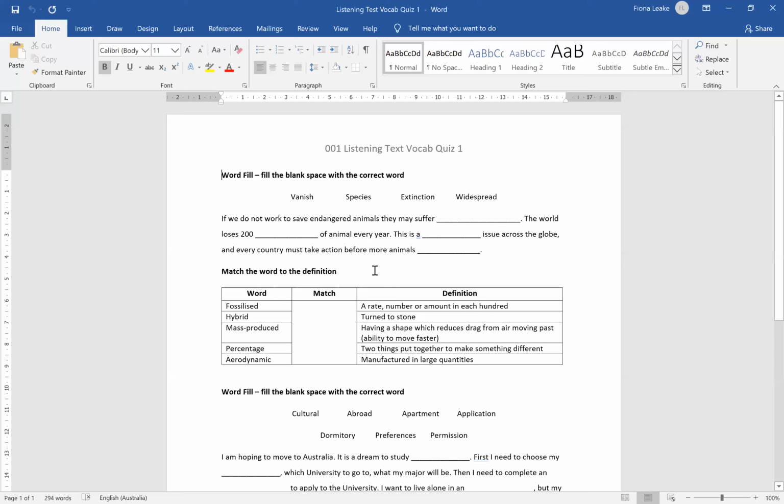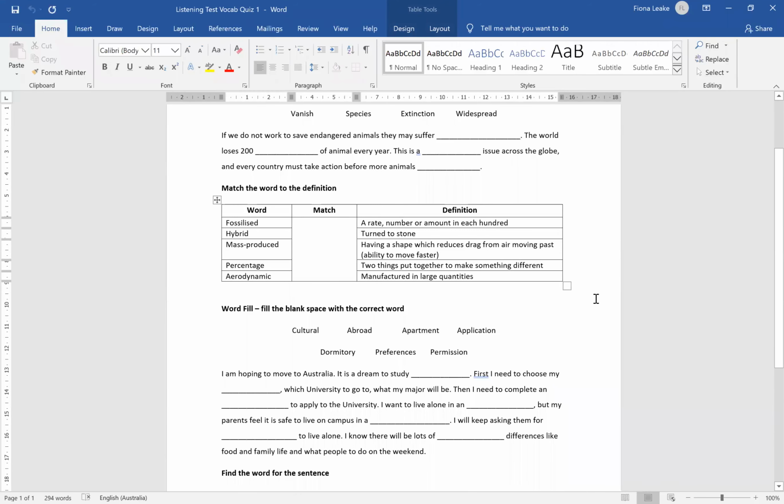So remember, we use our context skills, okay? So if we're looking at endangered animals may suffer, we know if they're endangered, what would be the next thing that could happen? The world loses 200 something of animal every year. So what does this mean? It is a something. So it's an issue across the globe. So what word would that be?